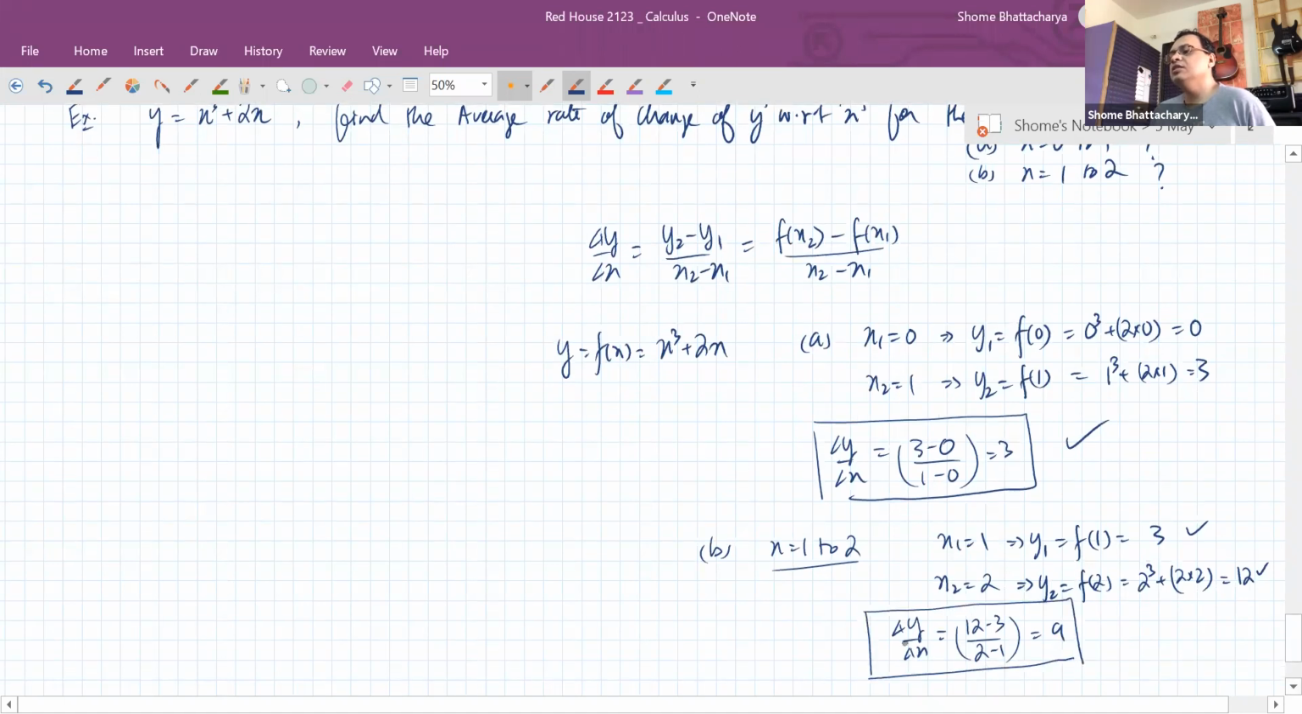So as you can see, there is nothing difficult about finding the average rate of change. All of you almost have got this correct. You have to just be careful not to make any calculation mistake. Rest, this is very easy.